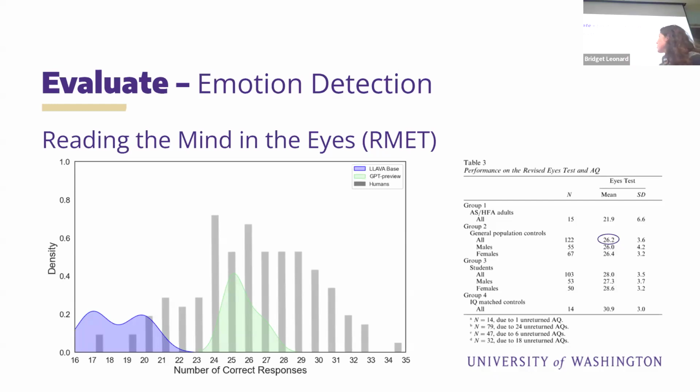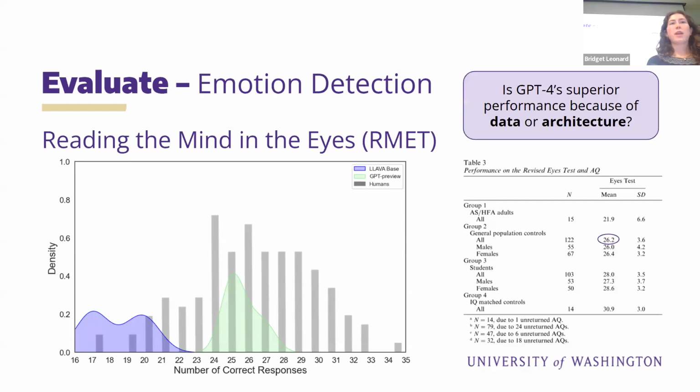Here we see that GPT does really great. It's reaching that exact average human performance, and LLaVA is doing pretty poorly. It's barely reaching the lower bounds of human performance. So that made us question whether GPT-4 is doing better because of its data or because of its architecture. Could be that more data means it's just better at the task, it's had more examples to be trained on, or it could be that something in its architecture is better formatted to extract emotional features from the images we're giving it.